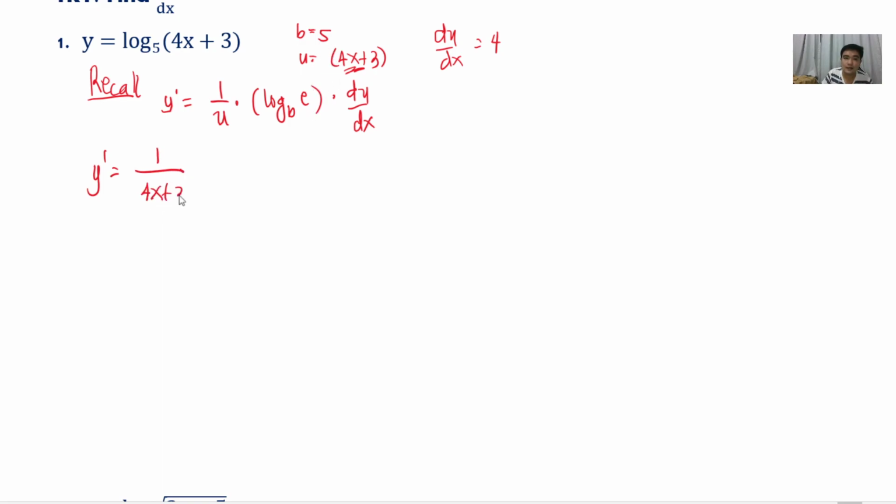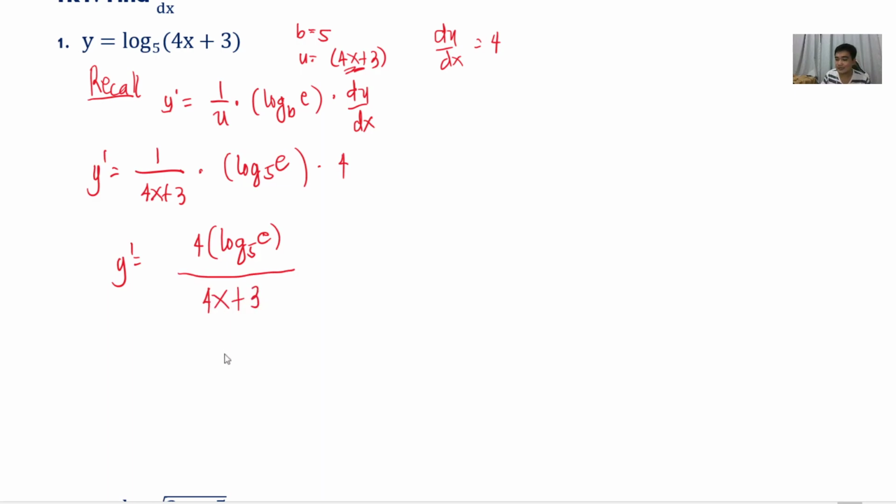4x plus 3 times logarithm of e, the base being our b, which is 5, so it's to the base 5, times the derivative of u with respect to x, that is 4. Then, if you're going to simplify, y prime, or dy all over dx, is now 4 times the logarithm of e to the base 5, all over 4x plus 3. Okay, so that is the answer for this.